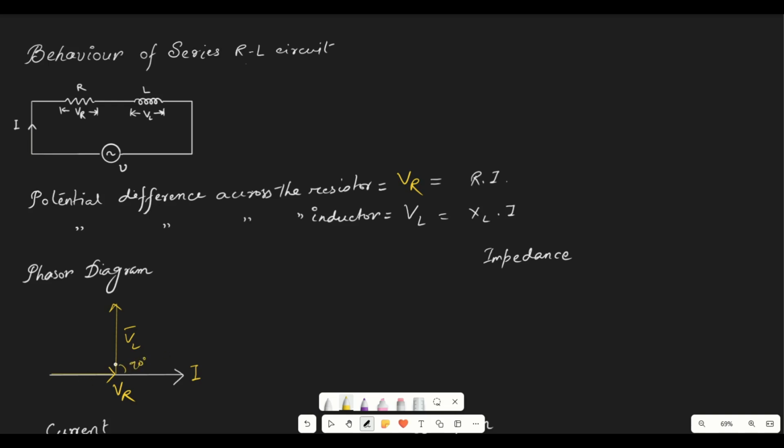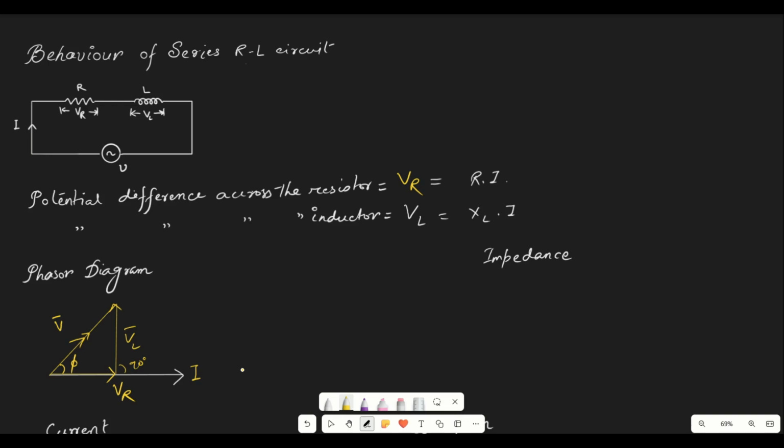Okay. Now the actual difference between the voltage phasor and the current phasor will be the resultant of these two. So we have the resultant here. This is the voltage, which will be at an angle, let us consider, phi. So this is the phasor diagram for the series RL circuit.